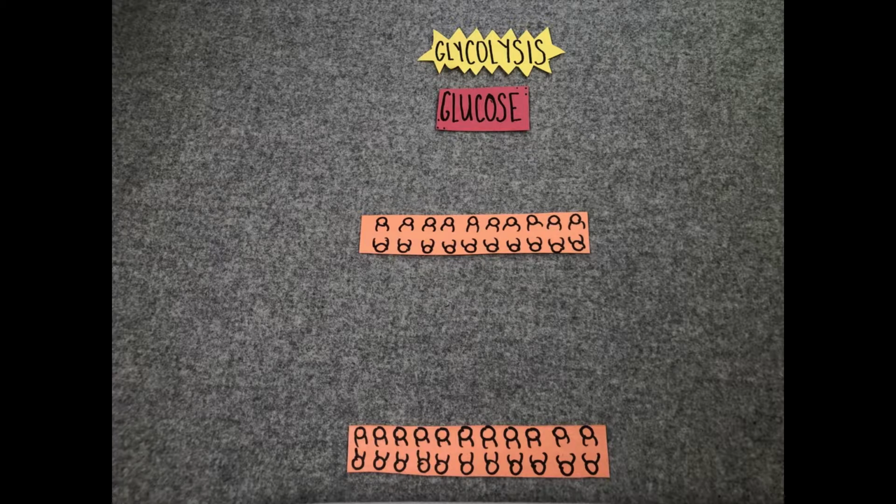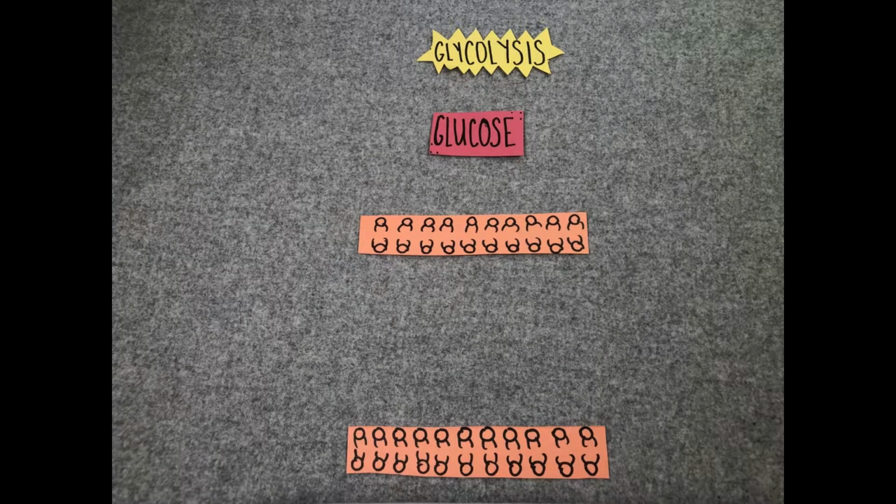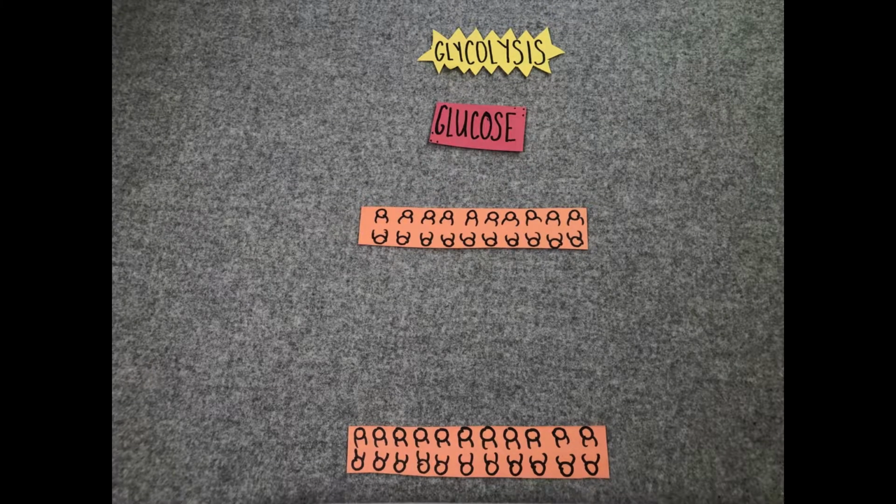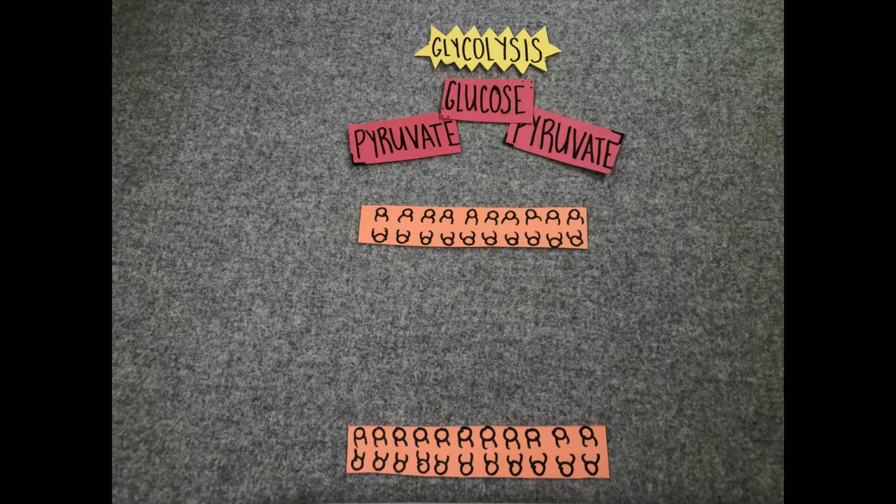We start off with glucose that is trying to get through the cell membrane of the mitochondria, but it cannot go through because the lipids in the membrane repel the glucose. The glucose then breaks down into two pyruvates.